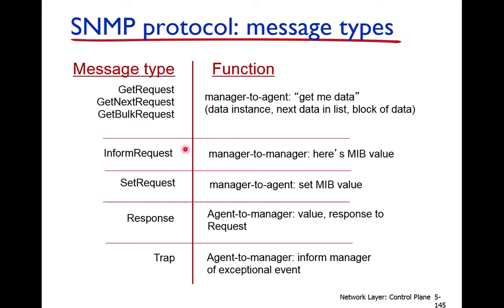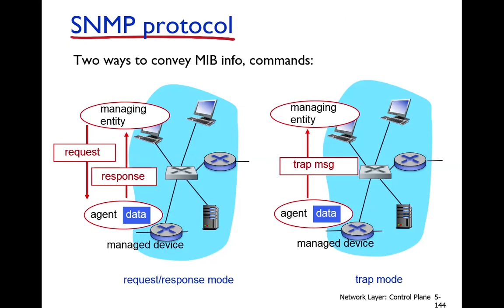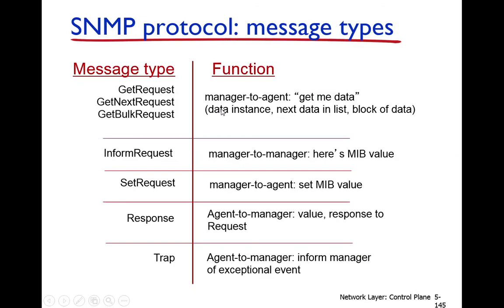One is the inform request. Basically this is sent from one server to another server. For example, we have here a managing entity, and we have another managing entity. These managing entities, these servers, talk to each other. When they send messages to each other, for this purpose they use the inform request message.